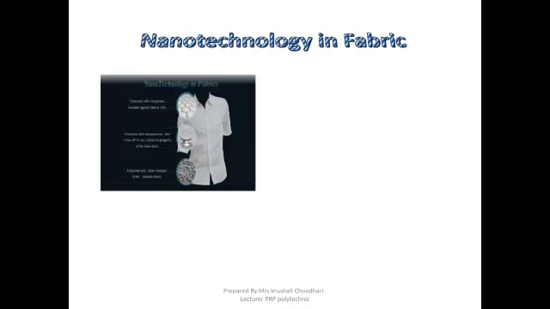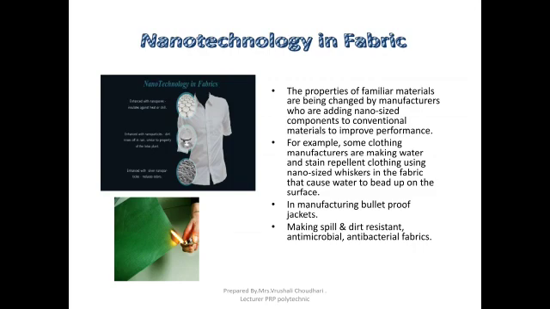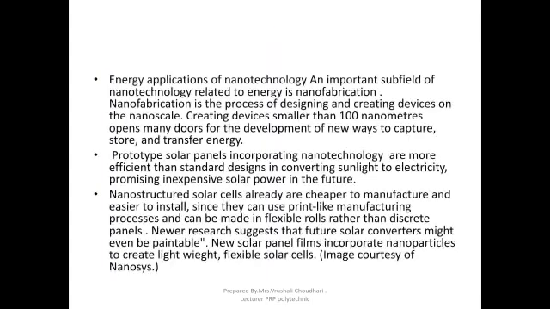Nanotechnology in fabric. What is fabric? Whatever fabric you are using in day-to-day life. Nanomaterial is added during the manufacturing of the fabric, which improves the properties of the fabric. Some clothing becomes anti-wrinkle as well as antiviral, because we are adding such a material. Due to that, water will not be retained on that surface. It is also used for making bulletproof jackets, dirt resistant, antimicrobial and antibacterial fabrics.